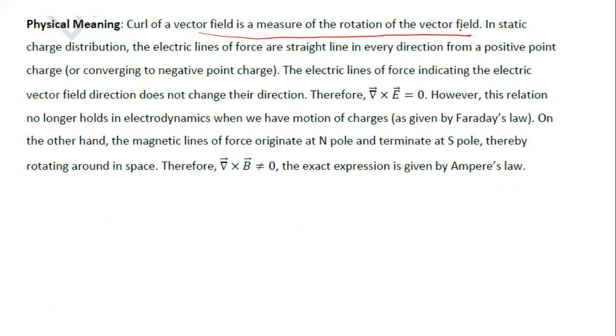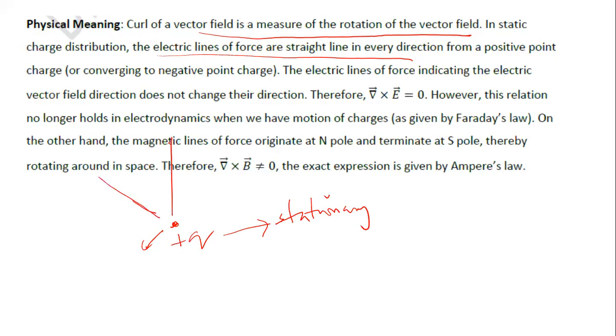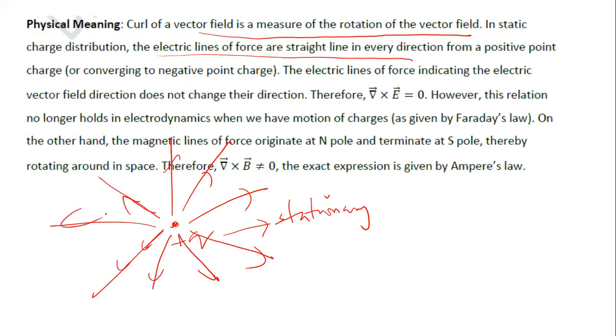If the curl of the vector field is quite large, then the vector you're representing is like a rotating vector field. In static charge distribution, the electric lines of force are always straight lines. For example, if you have a positive charge here, static charge distribution means the charge is stationary. In a stationary charge particle, the electric lines of force are diverging away like this.